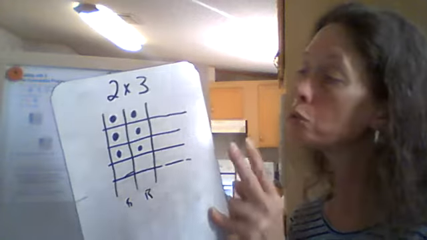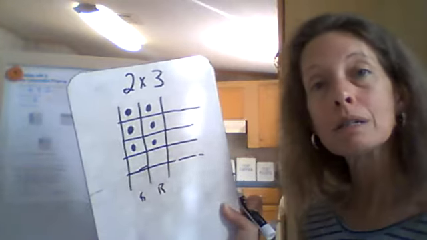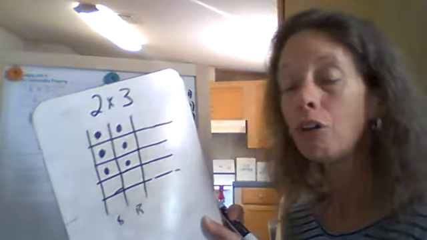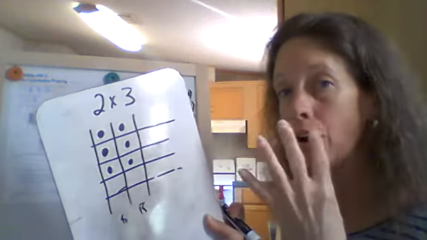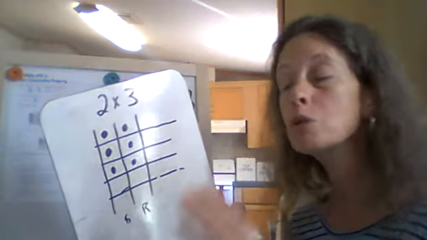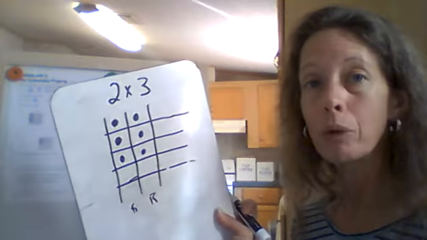So I've given you lots of tools here. Array, cookies, skip count, repeated addition. All 4 tools, they all look different, but they all do the same thing. Every one of those tools will give you the number 6 if I do them right. Okay?